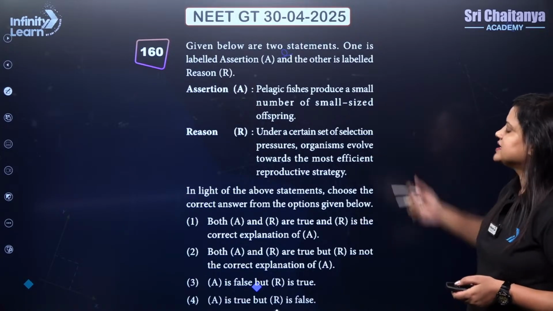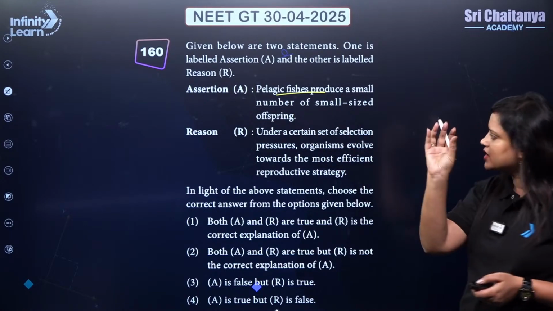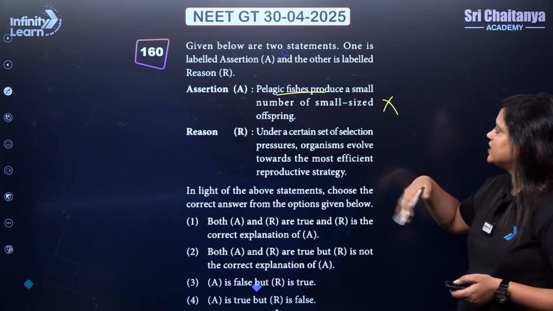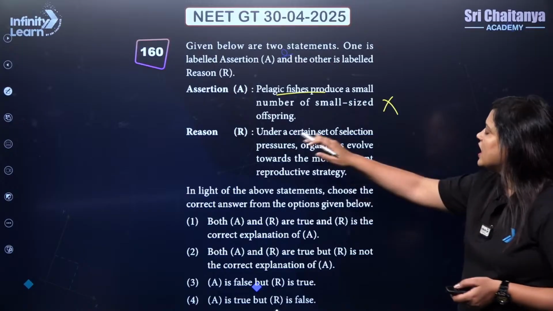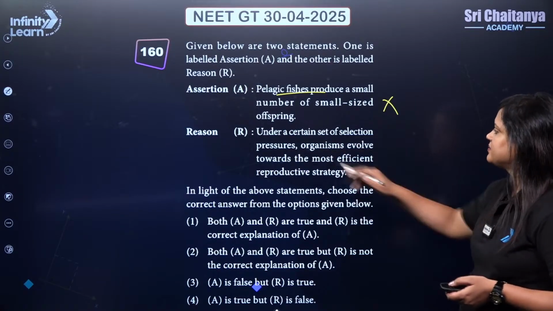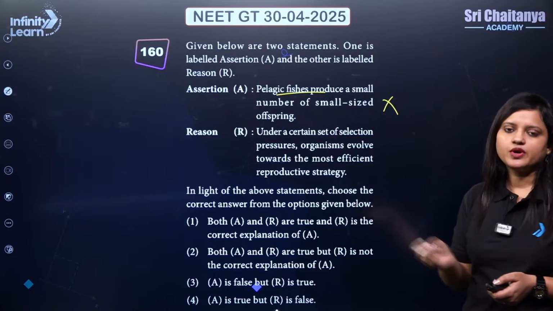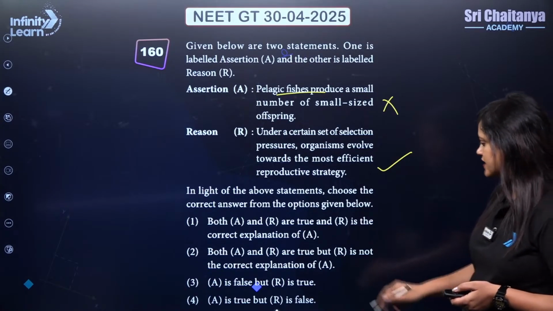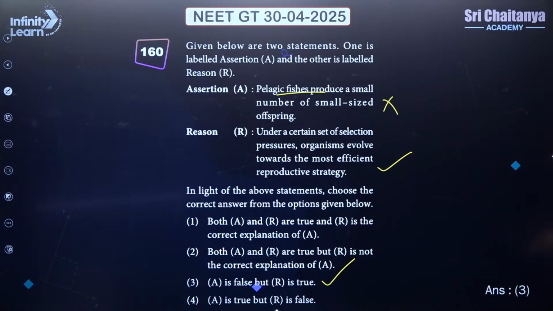So we have again assertion and reason question. Pelagic fishes produce small number of small sized offspring. So this is wrong. They produce a large number of small sized offsprings. Under a certain set of selection pressure, organism evolved towards the most efficient reproductive strategy. Yes. So assertion is false and reason is true. Answer should be 3.